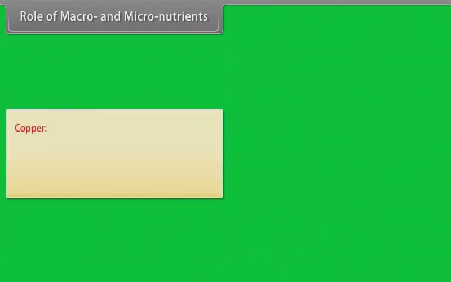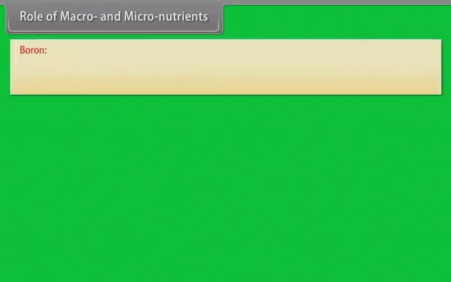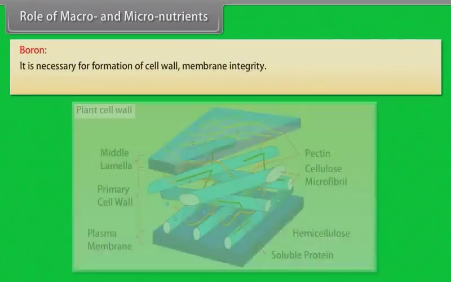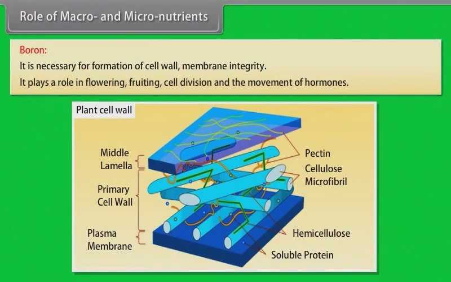Copper. It is present in roots and plays a role in nitrogen metabolism. It is a component of enzymes that use carbohydrates and proteins. Boron. It is necessary for formation of cell wall and membrane integrity. It plays a role in flowering, fruiting, cell division, and the movement of hormones.